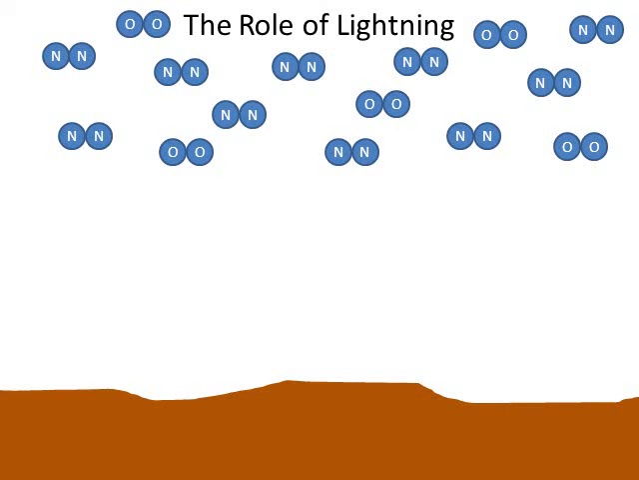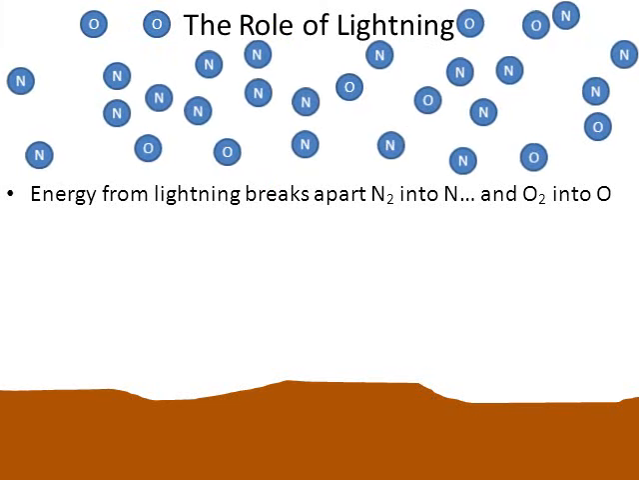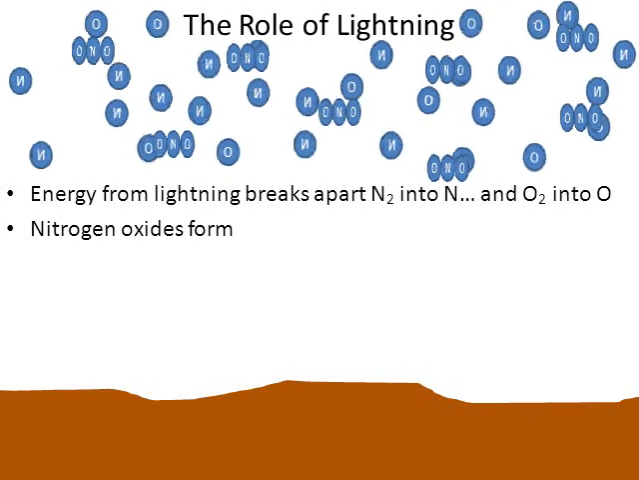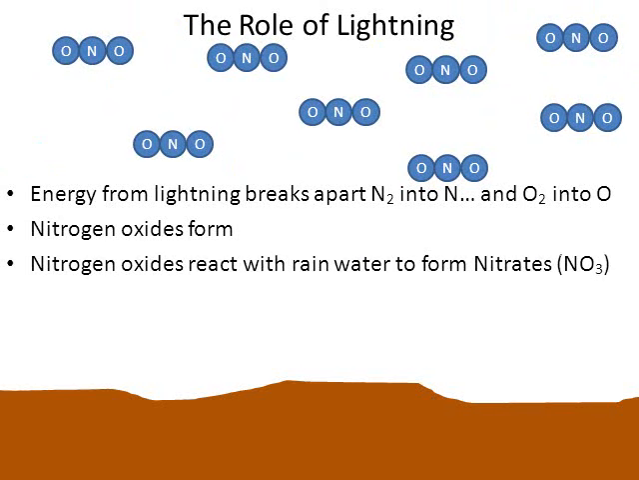I wanted to quickly mention the role that lightning plays in the nitrogen cycle. Energy from lightning is going to break apart the N2 and break apart the O2. So watch my animation. Here's some N2 and some oxygen that's in the atmosphere. And when lightning strikes, energy will break apart those N2s and those O2s into single N's and single O's, single nitrogens and single oxygens. When that happens, a molecule called nitrogen oxide will form. And so nitrogen oxide, you can see, has just formed. NO2 is nitrogen oxide.